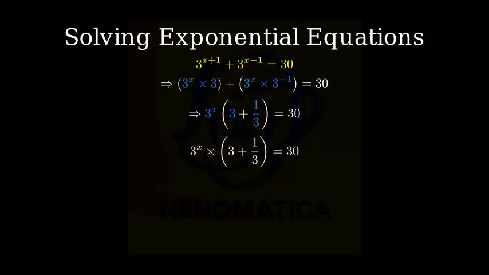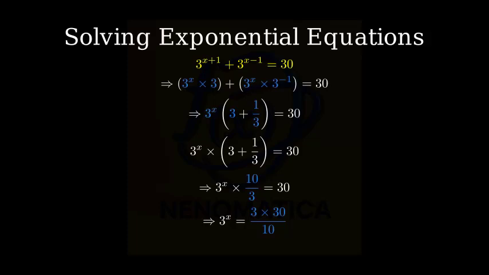Let's factor out 3 to the x. We get 3 to the x times the expression in parentheses, 3 plus 1/3. Now, let's simplify what's inside the parentheses. We need to add 3 and 1/3. Let's convert these to a common denominator. 3 equals 9/3. So we add 9/3 plus 1/3, which gives us 10/3.